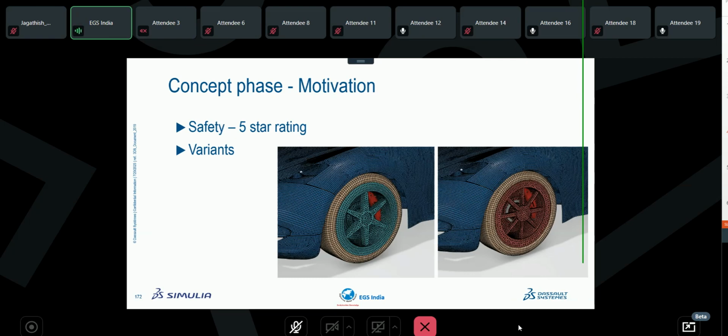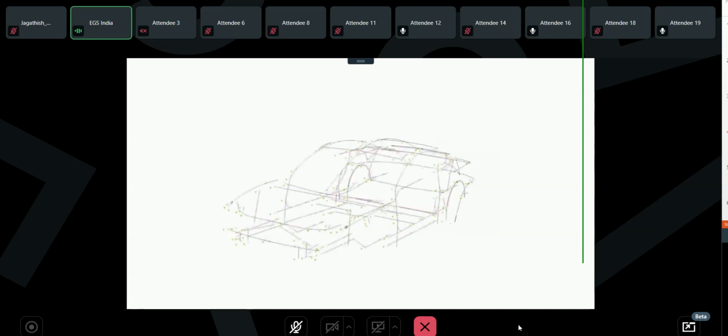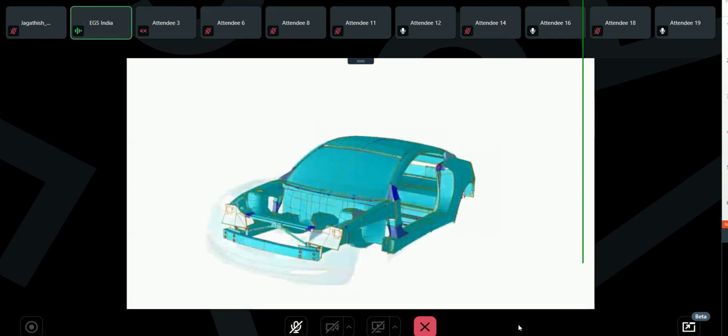And we are also going to consider various variants that we are going to deal with, like rim variants. And if we are going to subject it to any changes, like adjustment of your ground clearance, or even chassis modification, all those can be easily matched. Okay, how are we going to do this? With the help of the 3D experience platform.